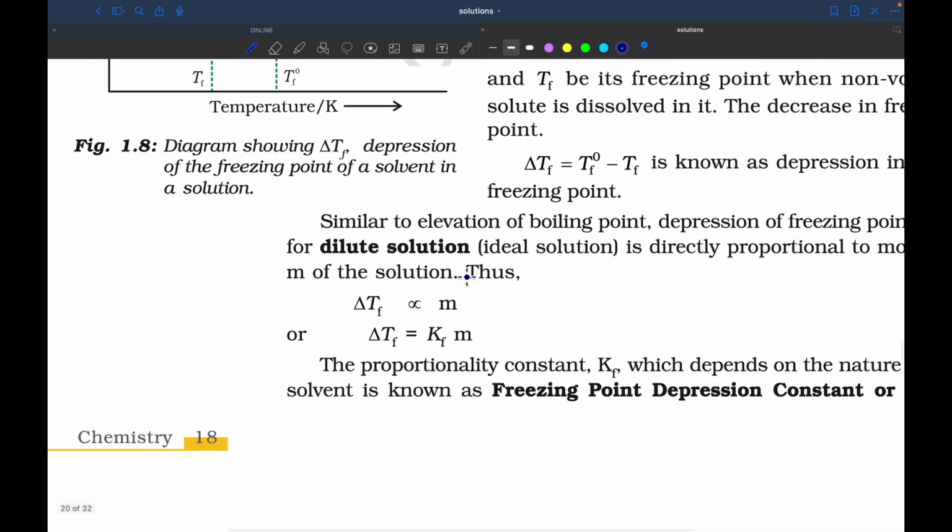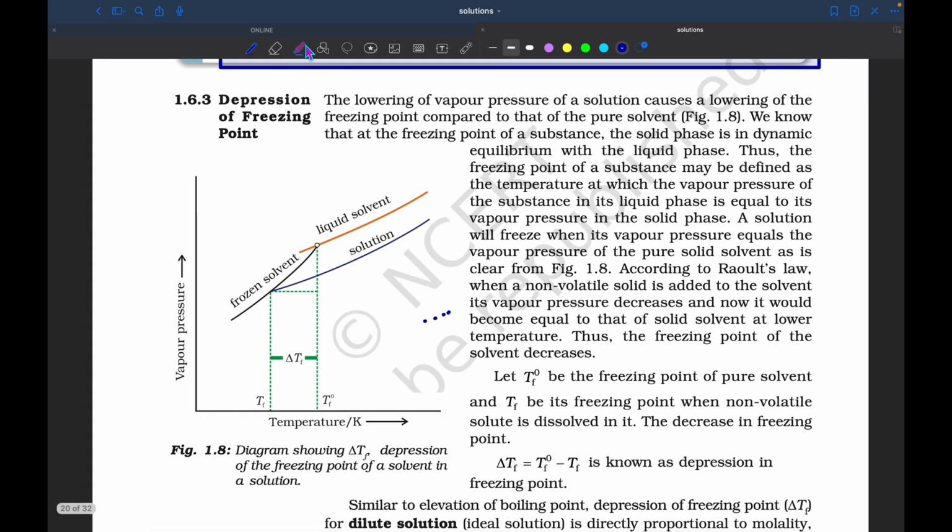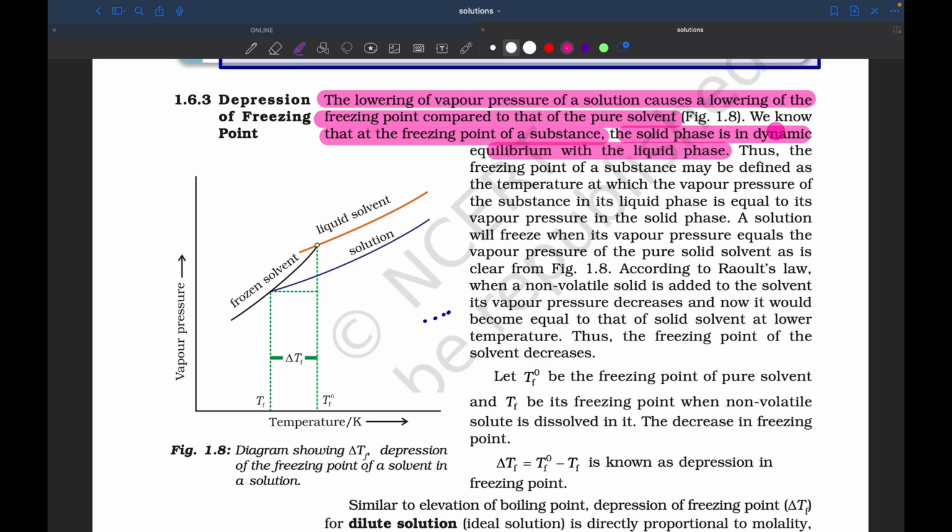Right. So the formula is also here, just we will go through what has been written here. The lowering of vapor pressure of a solution causes lowering of the freezing point as compared to the pure solvent. We know that at the freezing point of a substance, the solid phase is in dynamic equilibrium with the liquid phase. Thus, the freezing point of a substance may be defined as the temperature at which the vapor pressure of a substance in its liquid phase is equal to its vapor pressure in the solid phase.